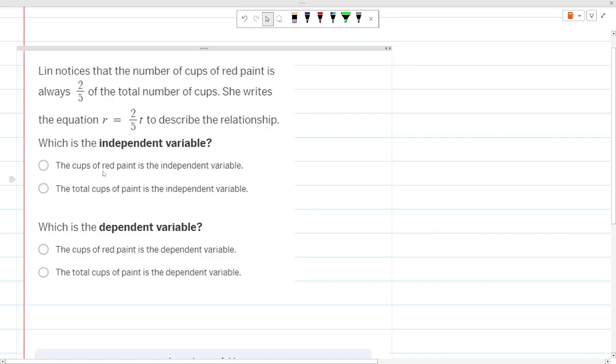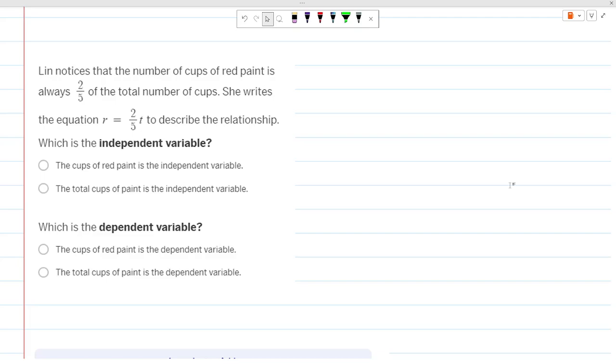So were the cups of red paint used to make a calculation, or were the total cups of paint used to make a calculation, where it says R equals 2/5 T, where R is red paint, T is total cups of paint? Well, since the total number of red cups is given by 2/5 of the total cups, that means that the total cups of paint are being used to make that calculation.